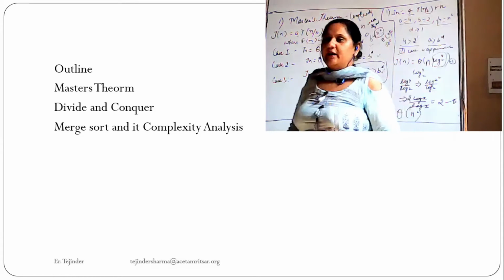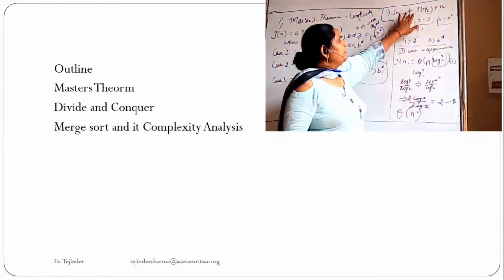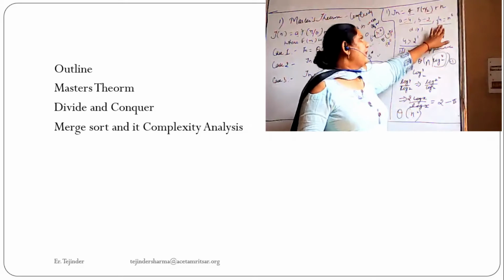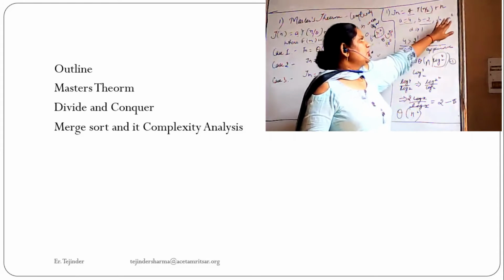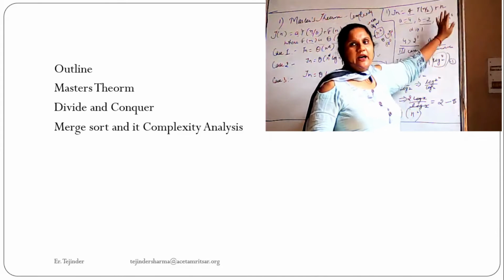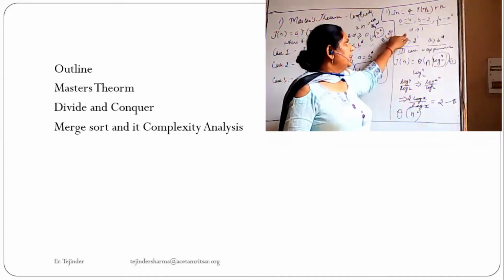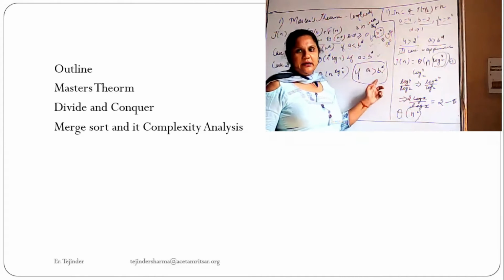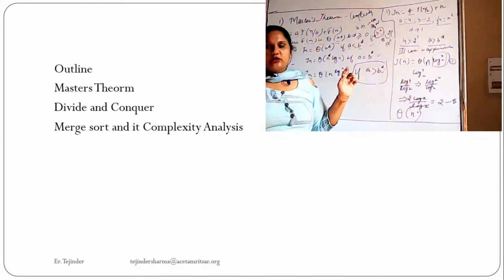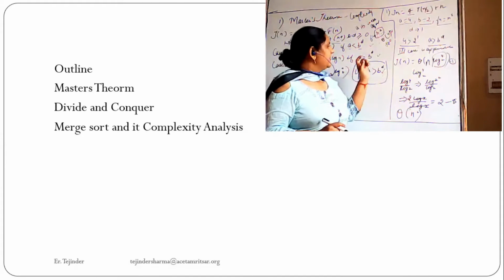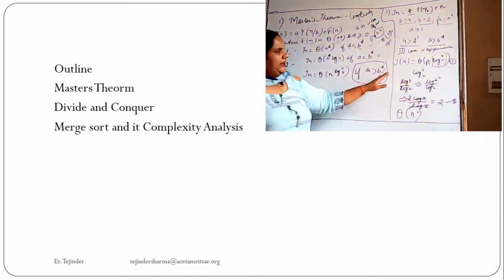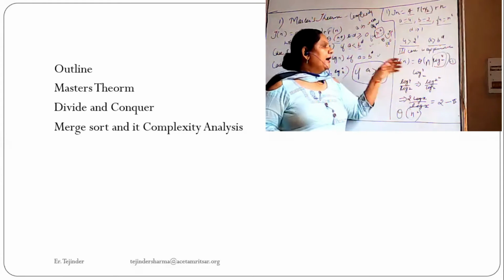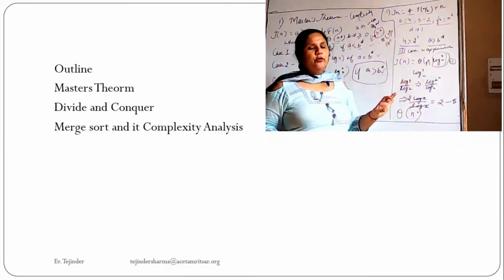I repeat everything. T(n) is equal to 4T(n/2) plus n. a is equal to 4. b is equal to 2. f(n) is equal to n raised to power 1 because n power is 1. From there we get d is equal to 1. Now this relation will be applicable since a is greater than b raised to power d. 4 is greater than 2 raised to power 1. So we will use this equation. T(n) is equal to theta of n raised to power log 4 base 2.